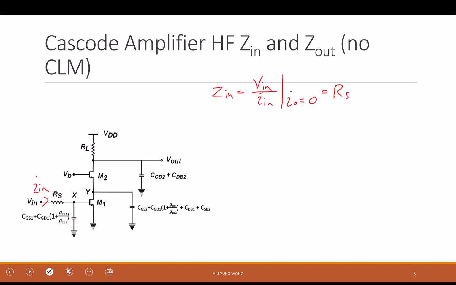Isn't the impedance just what? RS plus 1 over S times C in, or you can call it CGS1, just the whole thing, right? 1 over the whole capacitor, if you want: CGD1 times 1 plus GM1 divided by GM2. It's difficult to see. Is this okay?